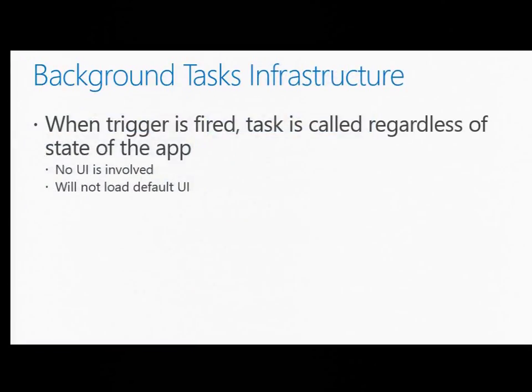So how does this exactly work? Well, you do register it in your application. It's a background task that belongs to your application. So you register it in your app. You tell it when it has to run, what the triggers are, what the conditions are. But when that trigger is fired, your task will run regardless of the state of your application, and there is no UI involved. So you don't need the user interface of your app to be running. Your app can even be terminated. Your background task will still run.